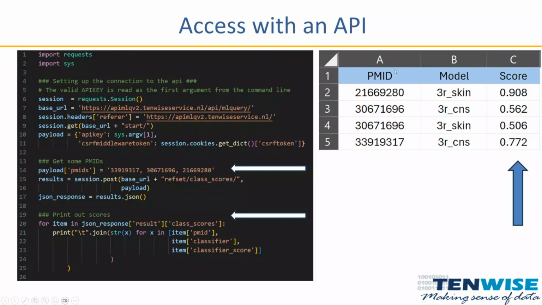I showed it here in Excel: for a number of PubMed identifiers, you have the model that we developed and the score. And as I already indicated, the higher the score, the closer to 1, the more confident we are that this article is really interesting. So this is doing this with scripting.